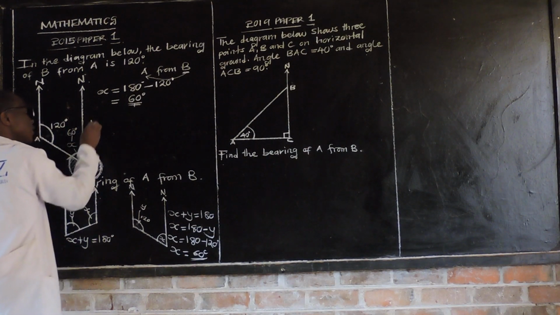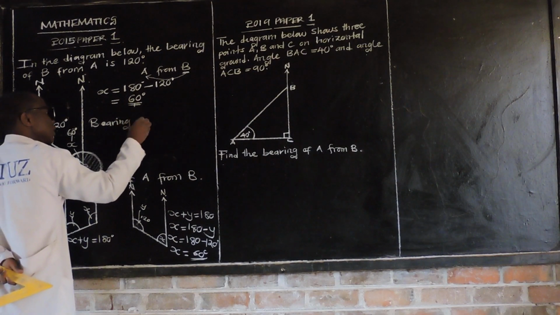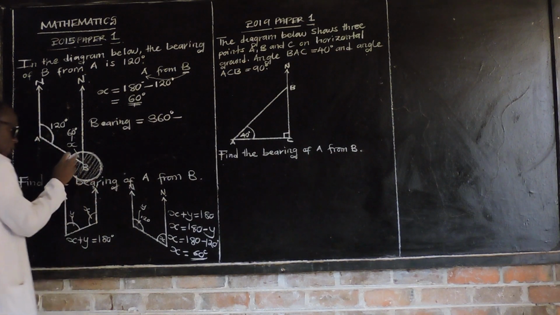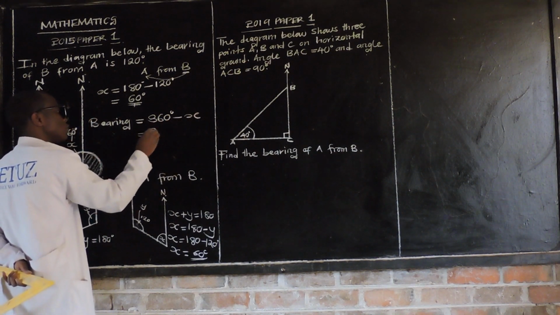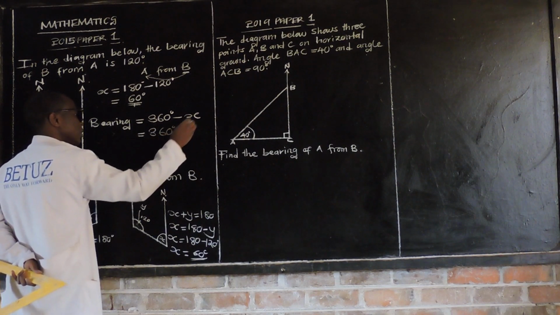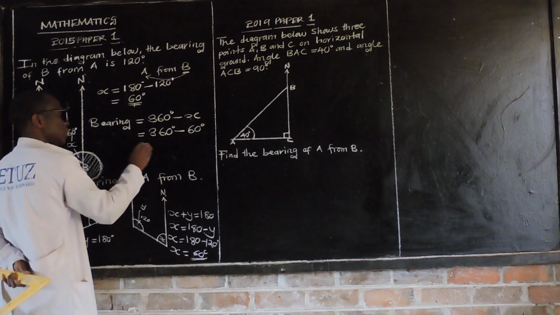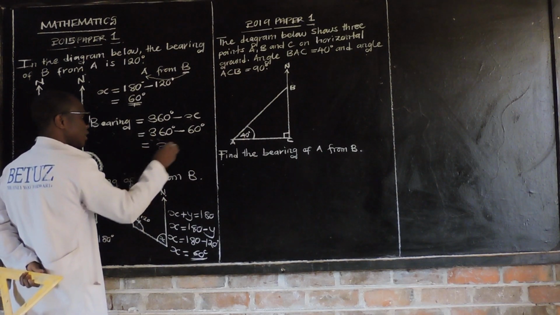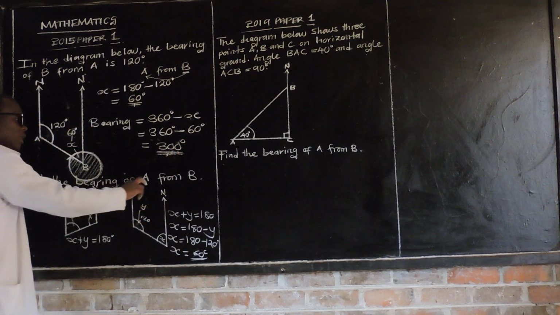So for us to find the bearing, say it is equal to, from 360 you subtract what? This X. So it's equal to 360 minus, what is our X? Our X is 60. So it's equal to 360 minus 60, you get what? You get 300 degrees. So this is our bearing. Bearing of A from B is what?